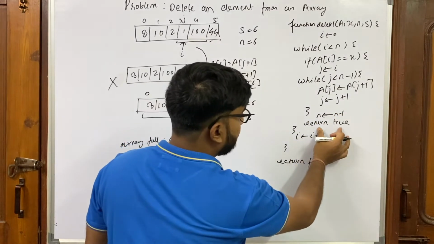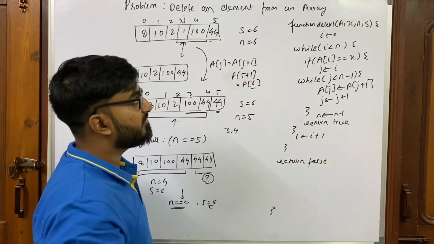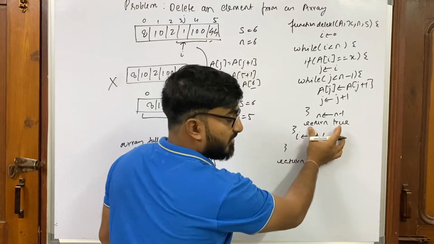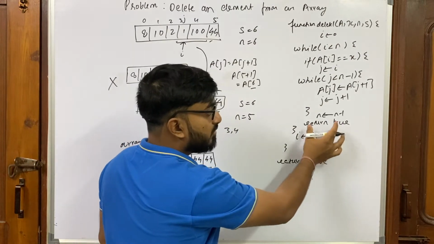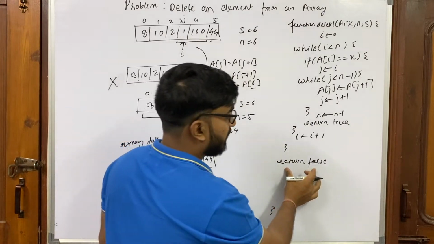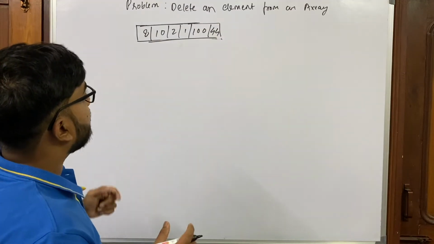Also, this function is returning true or false to indicate if the element x was deleted from this array. So from where this function is called, if the return value is true, you reduce the value of n there by 1, otherwise you don't reduce it. Okay. Taking an alternative approach here.